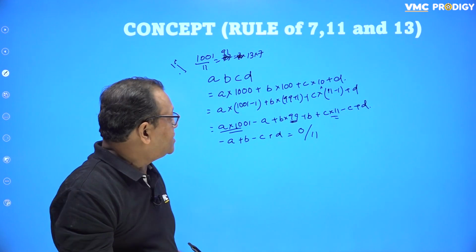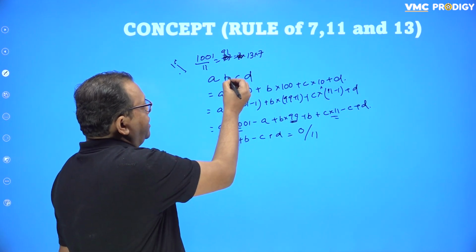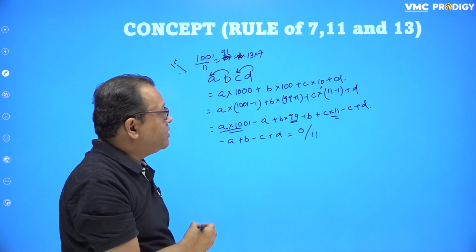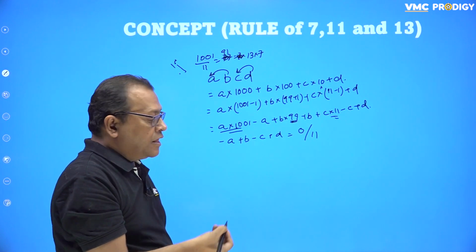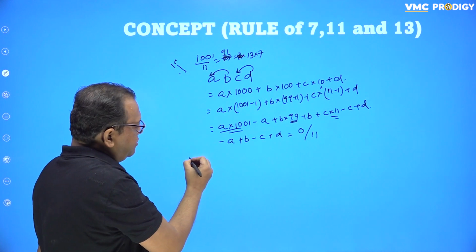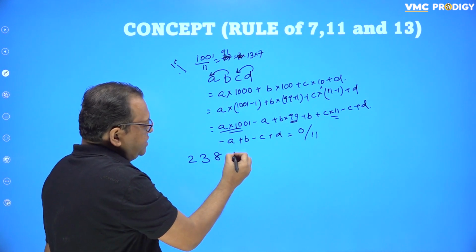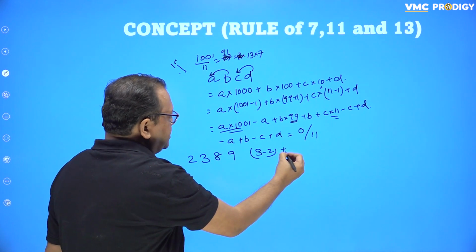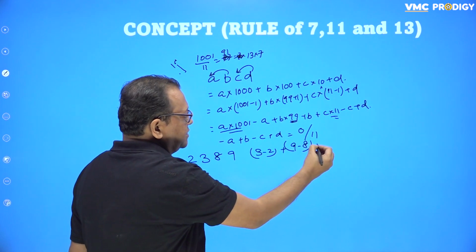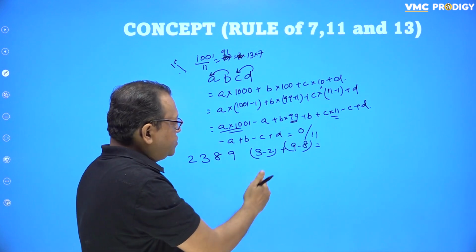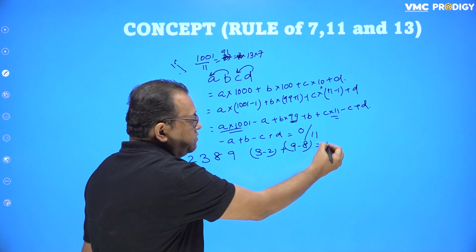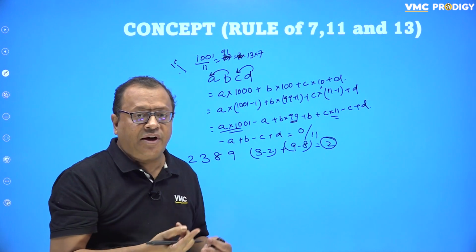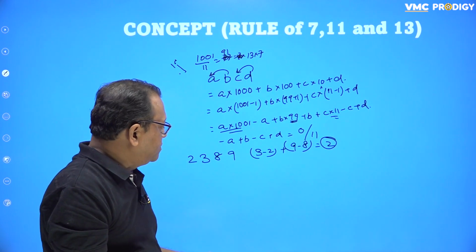What does this lead us to? We can say that if B minus A plus D minus C is divisible by 11, then the number is divisible by 11. So if a number is of the form 2, 3, 8, 9, we say 3 minus 2 plus 9 minus 8, from right to left, which is 1 plus 1, which is 2. Now 2 means the number is not divisible by 11, and when divided by 11, the remainder is 2.